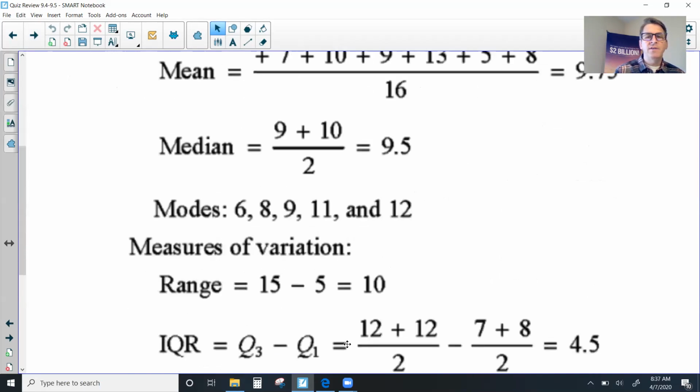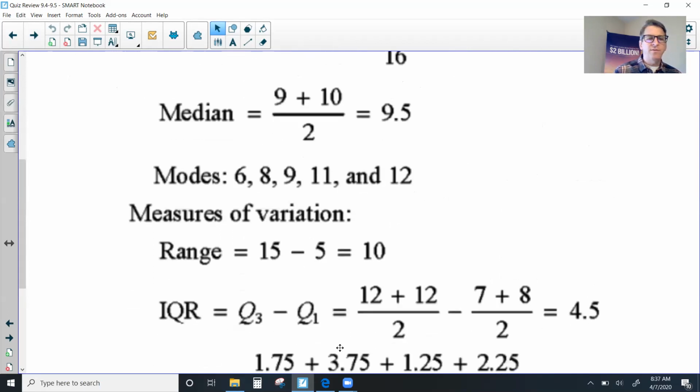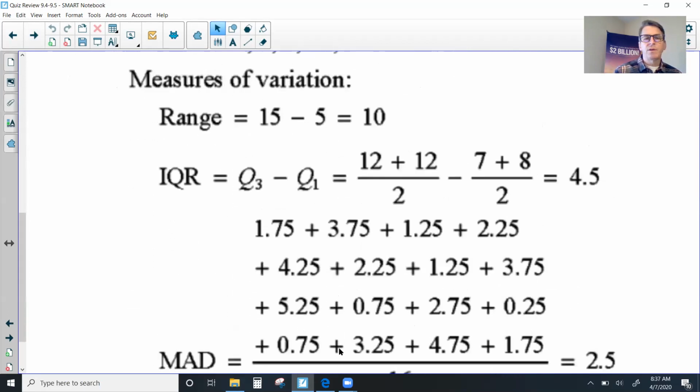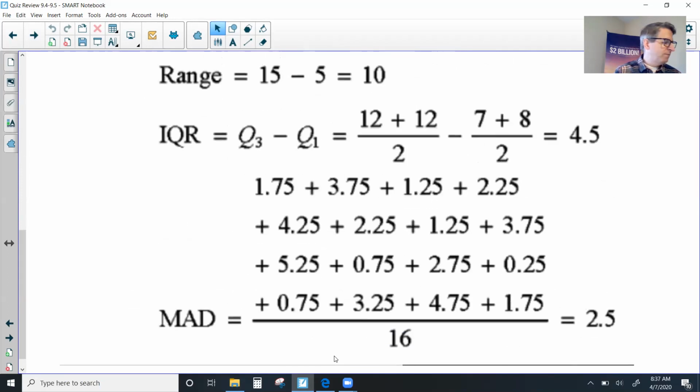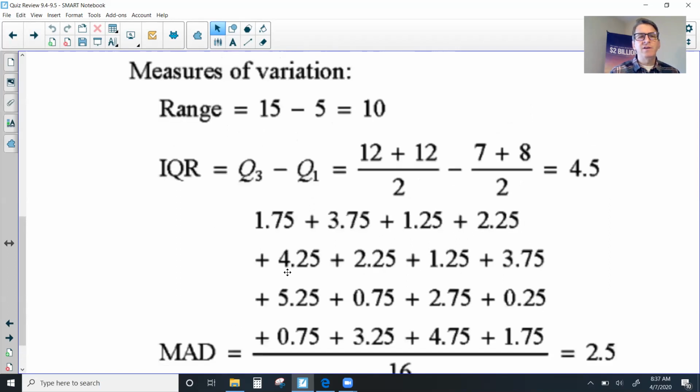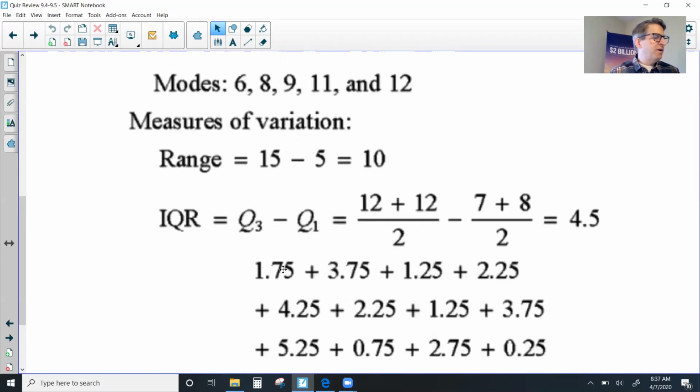The IQR in this case is 4.5. And the mean absolute deviation turned out to be 2.5 for number 9. And that covers the entire quiz, 9.4 and 9.5.